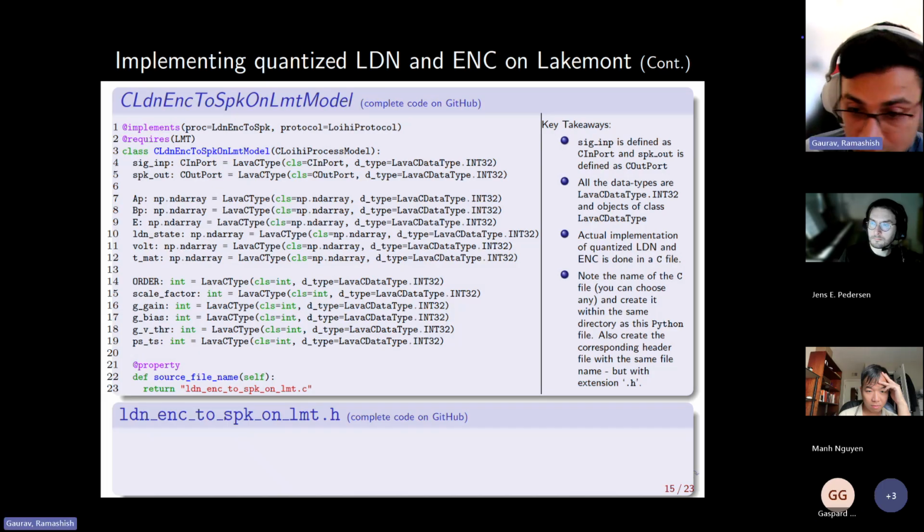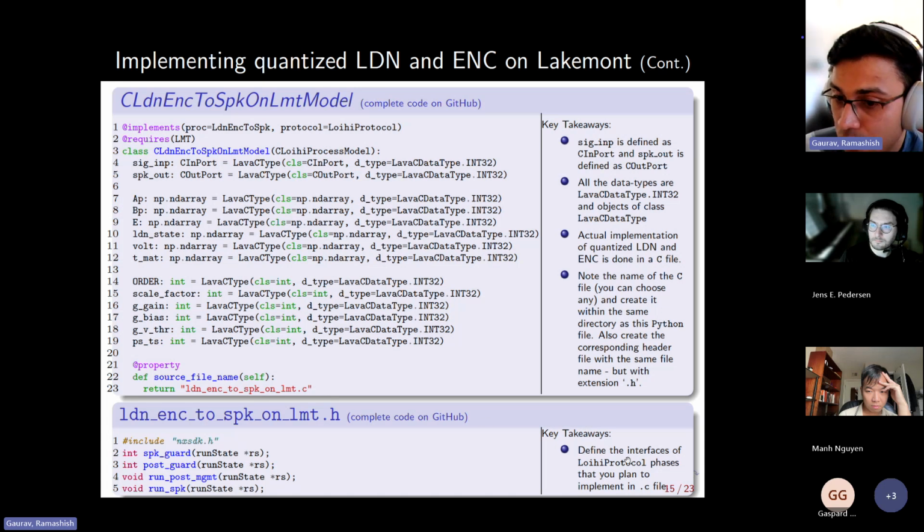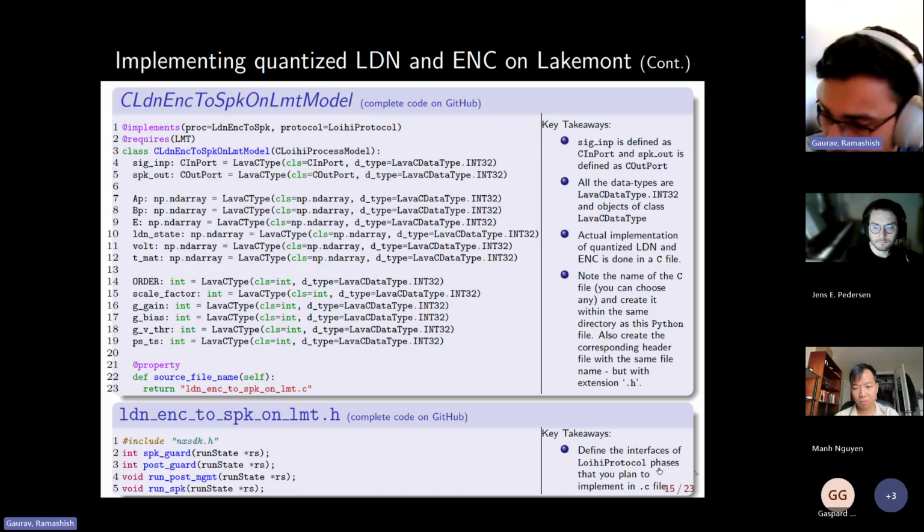Coming to the header file, how does it look? In my case, for implementing the Legendre Delay Network on Lakemont cores, you have got your Loihi protocol phases. The key takeaways are that you define the interfaces of the Loihi protocol phases that you plan to implement in the C file, and that's it. That's all you need to write in the LDN encoding to spike on lmt.h header file.